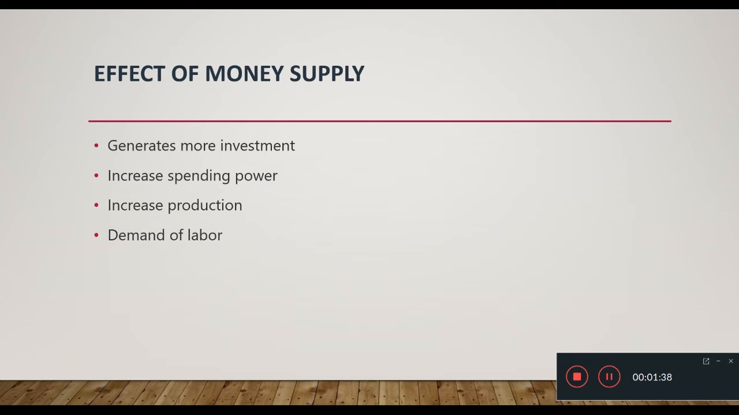Effect of money supply: it generates more investment. That means the effect of the money supply on the economy: increases in the supply of money typically lower interest rates, which in turn generates more investment and puts more money in the hands of consumers, thereby stimulating spending. So that means it's increasing the spending power of consumers. Businesses respond by ordering more raw materials and increasing production. The increased business activity raises the demand for labor.